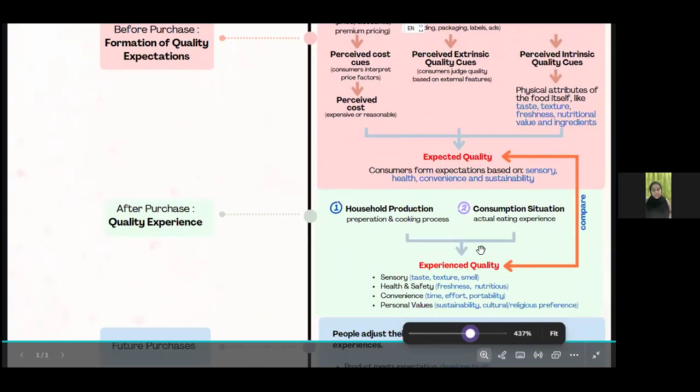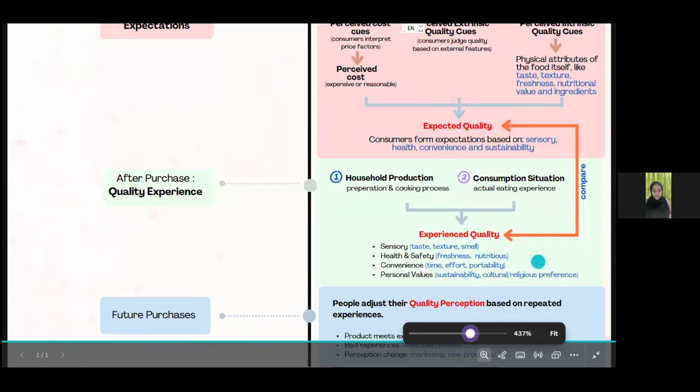Taste and texture are included in sensory attributes, so consumers will evaluate the food based on the flavor, smell, texture, and color. For the nutritional value, consumers will check the ingredients for vitamins, minerals, protein, or sugar content. For example, whole grain bread is expected to have high fiber and essential nutrients.